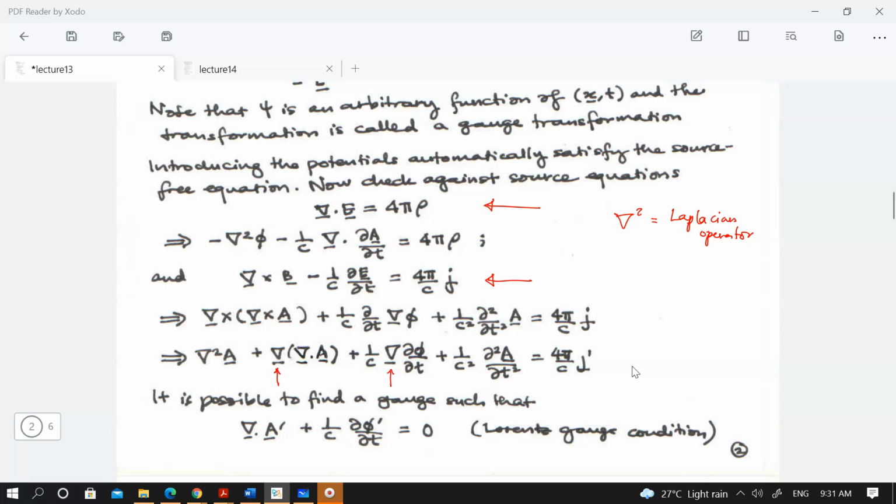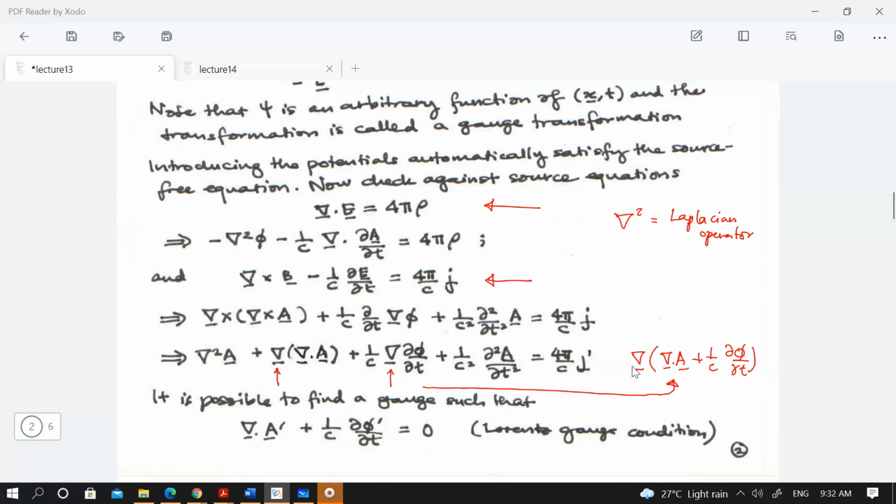Now, I can put them together, so that this becomes the gradient of the divergence of A plus 1 over C d phi dt. These two terms over here will correspond to that. So one way we could simplify this equation is to make this thing equal to 0. Now, can you actually do that?